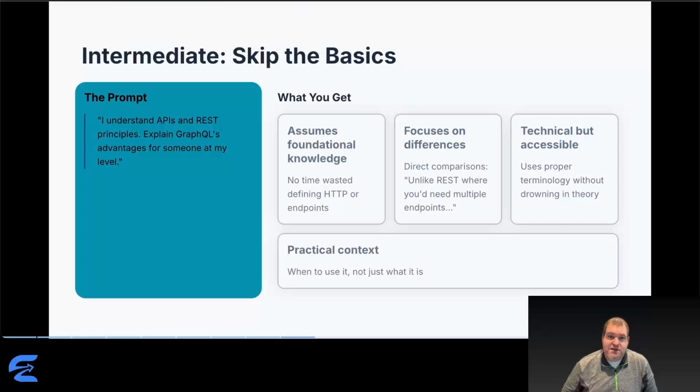Intermediate specification looks different. Your prompt might be, I understand APIs and REST principles. Explain GraphQL's advantages for someone at my level. Now, AI assumes foundational knowledge. It's not going to waste your time defining HTTP or explaining what an endpoint is. You already know that. Instead, it focuses on differences and makes direct comparisons.